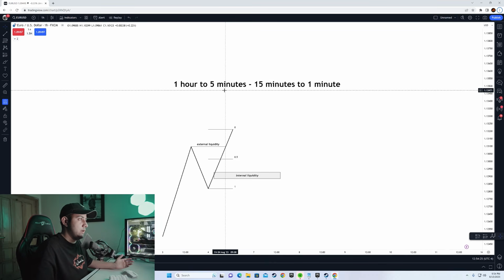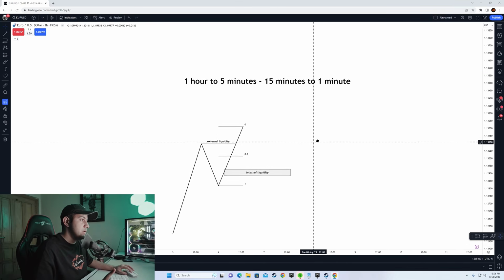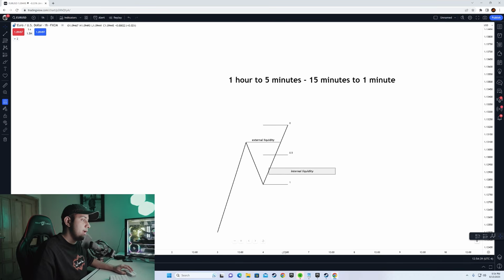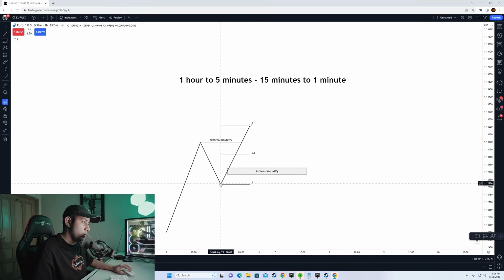Let's say that you are trading on the 5-minute time frame. You want to take your entries on the 5-minute time frame, so we need to know the direction on the 1-hour time frame. Let's talk about external liquidity and internal liquidity first, and then I'm going to get into how you can actually find the direction of the market. Any high or low is considered to be external liquidity. This low here is an external liquidity, and this right here is external liquidity as well.